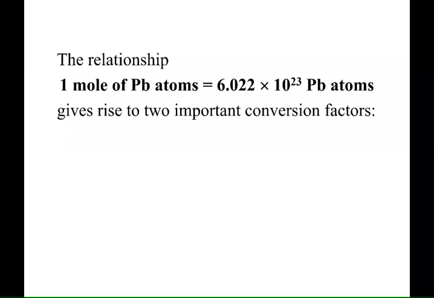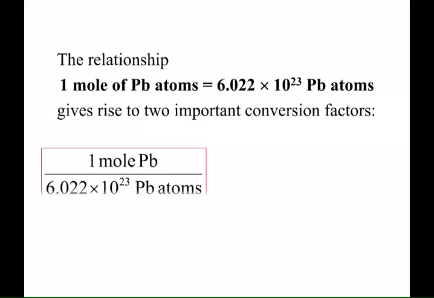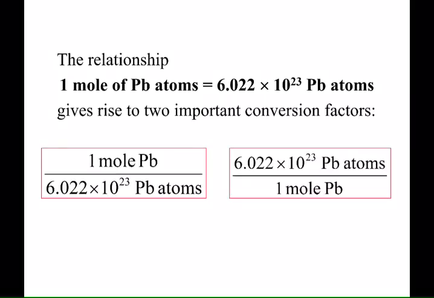Okay, I'm at my next slides here. Again, we're going to use Avogadro's number when we need to go from atoms to moles or moles to atoms. And these are from that equivalency statement. These are the two ratios that we can use. Remember that we would use this one if we want atoms to cancel, and we would use this one if we want moles to cancel, right?